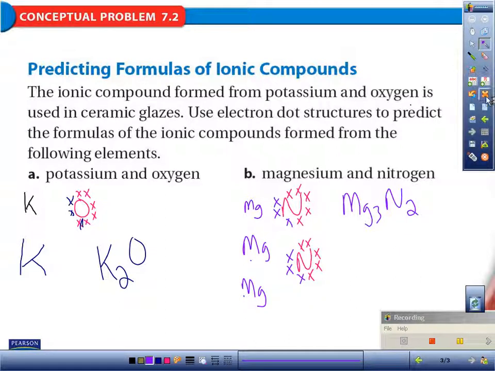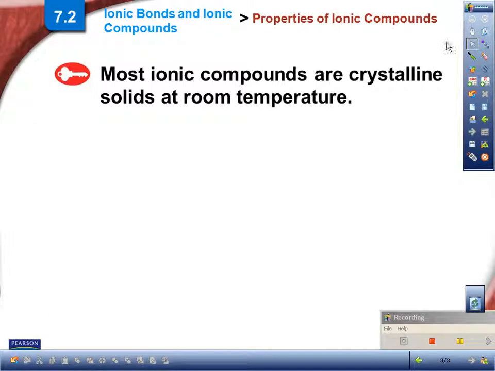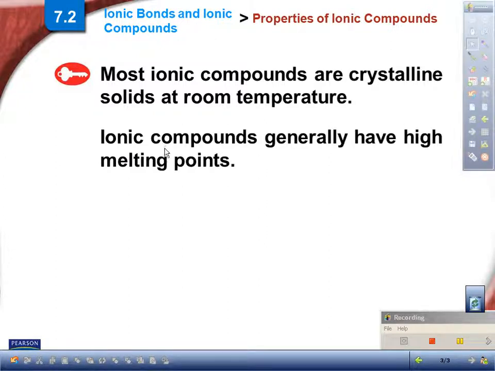Alright, now a few things about ionic compounds before we go. They have very strong bonds, so they're solids at room temperature. They're also going to form orderly arrangements, which we'll see in a second. Since they have very strong bonds, they have a high melting point, because if you want to melt something, you have to break those bonds. So they're going to melt at about 500, 600, 700 degrees Celsius.